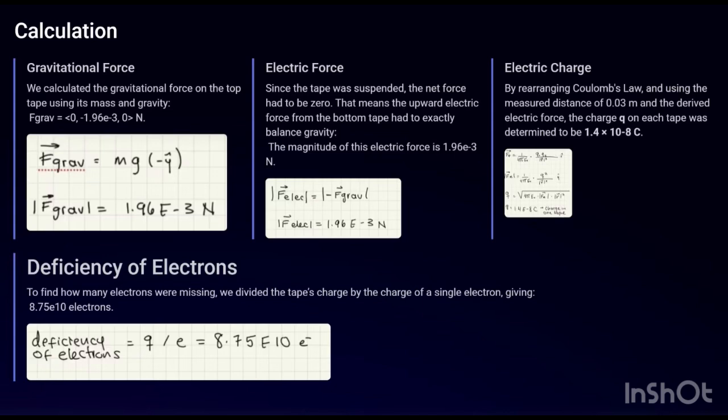And for calculating the deficiency of electrons, we divided the tape's charge by the charge of a single electron, giving 8.75 times 10 to the 10 electrons missing on each tape. And we also estimated the number of atoms per missing electron to be 4.57143 times 10 to the 6 atoms per electron.